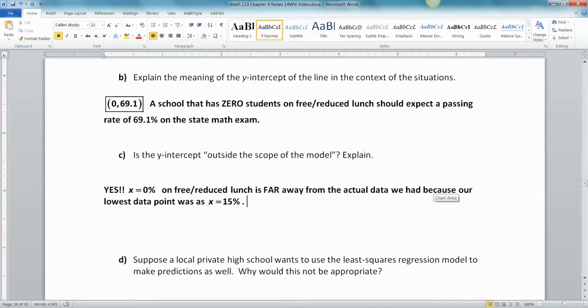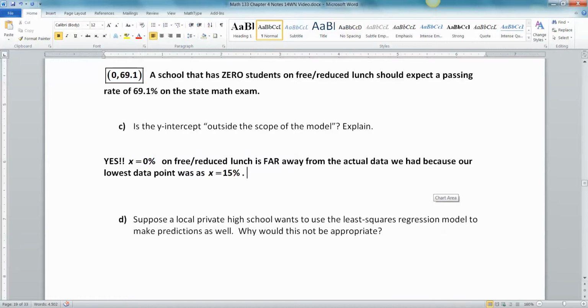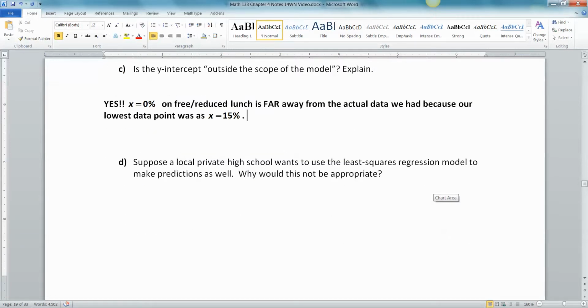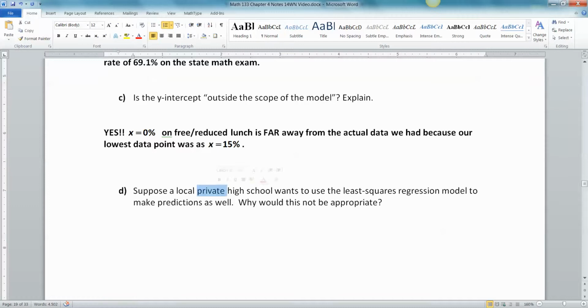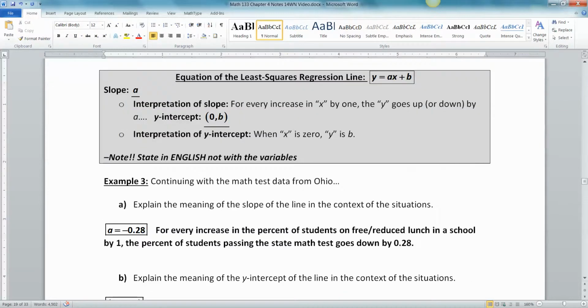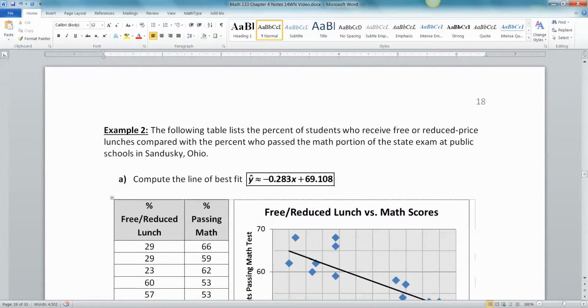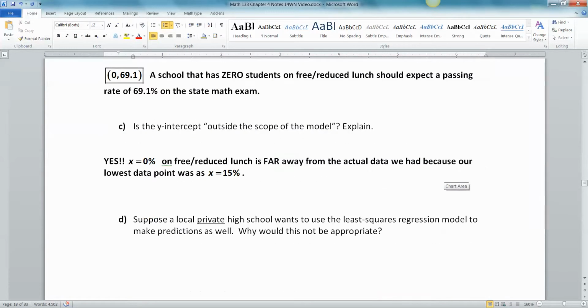Right? All right, now suppose a local private high school wants to use the least squares regression model to make predictions as well. Why would that not be appropriate? Well, the key right there is the word private. Because if you recall, this data came from public, see right there? Public schools. Okay, so that would not be appropriate. You don't want to compare apples to oranges.